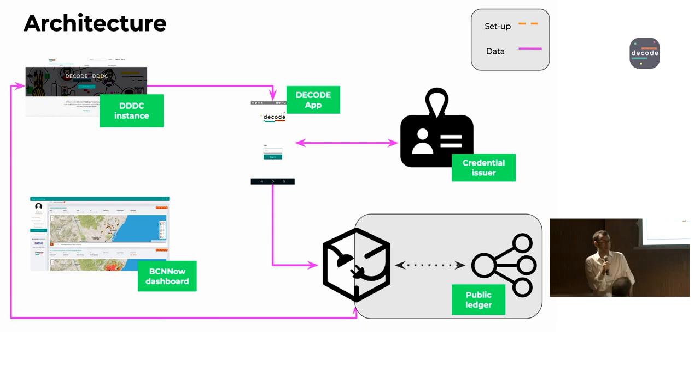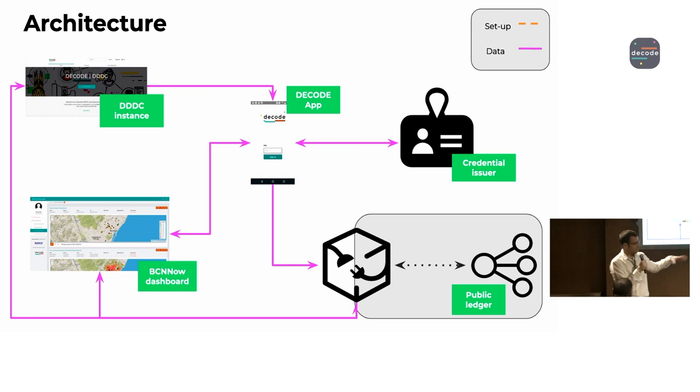Once the creator of a petition decides that, okay, the petition is over, no one else can sign it, the digital platform has to talk with the public ledger and just close the petition. Once the petition is closed, the Barcelona Now dashboard will consult the public ledger and publish the results of the petition. When the results are published, a citizen using the app and the credential can look at the results and get a private tailored dashboard of the results of the petition.